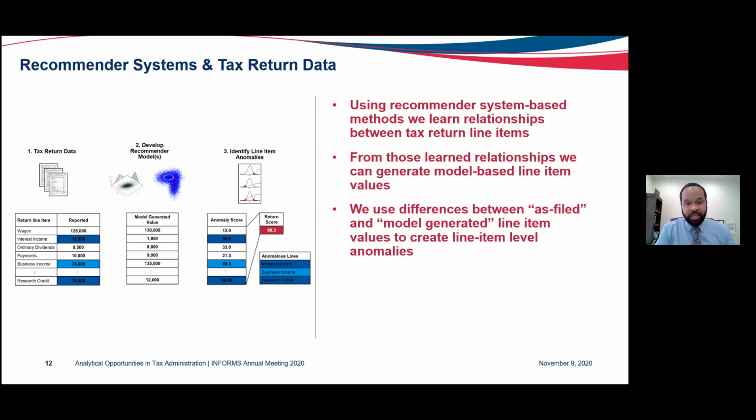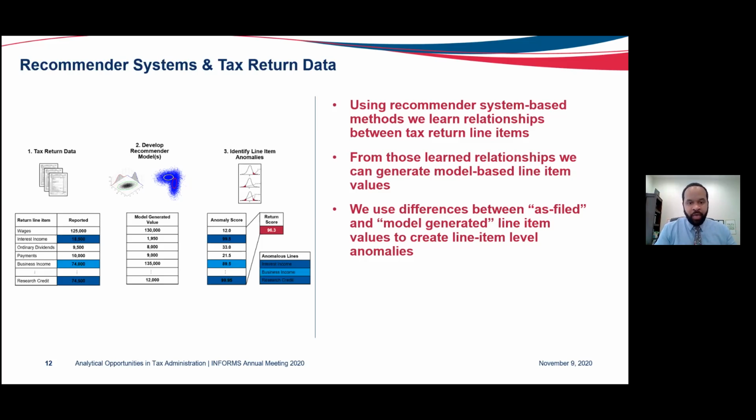Given that the model is designed to learn relationships based on the training data that it saw, the hypothesis is that if the as-reported line item value differs sufficiently from the model-generated line item value, that may indicate some sort of anomaly. So for a given tax return, we'd be able to determine how wide the gap is between the as-reported and the model-generated line item value, so how anomalous is a set of tax return line items. We then can aggregate the line item level anomalies to establish anomalous tax returns.